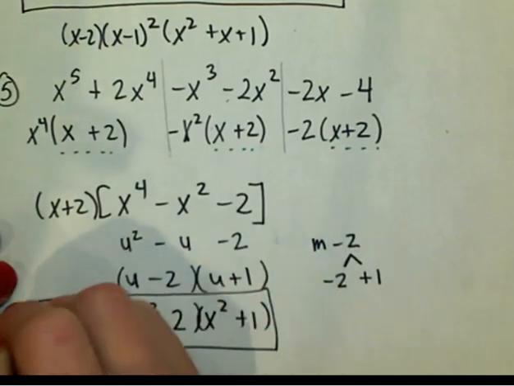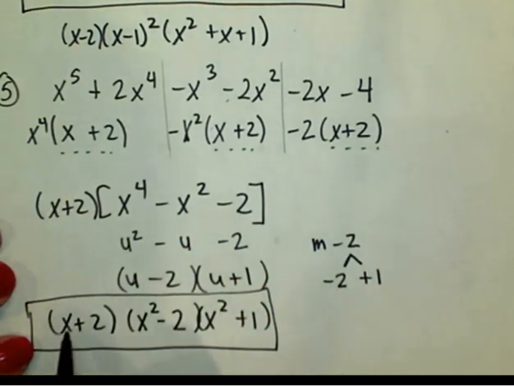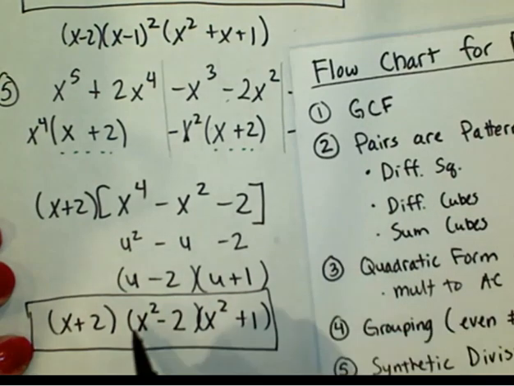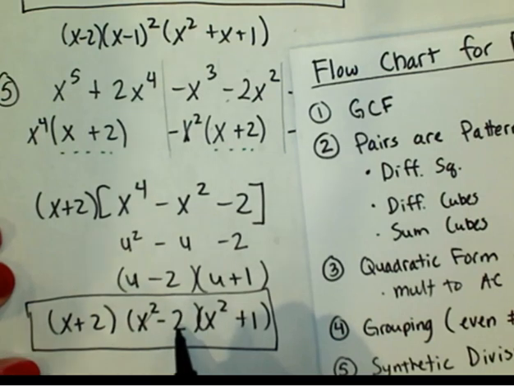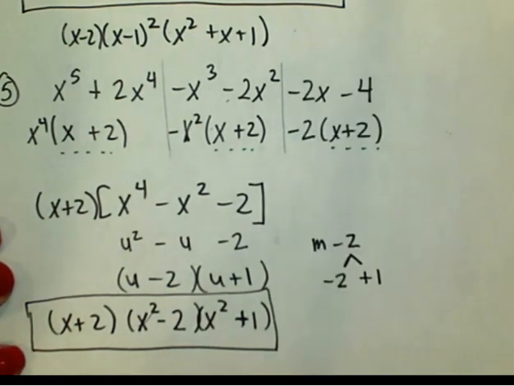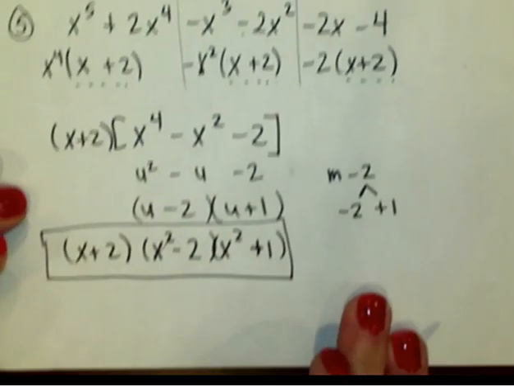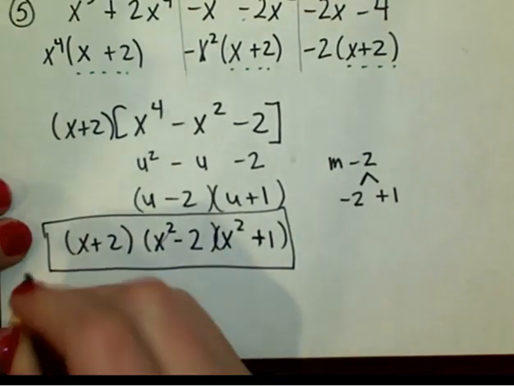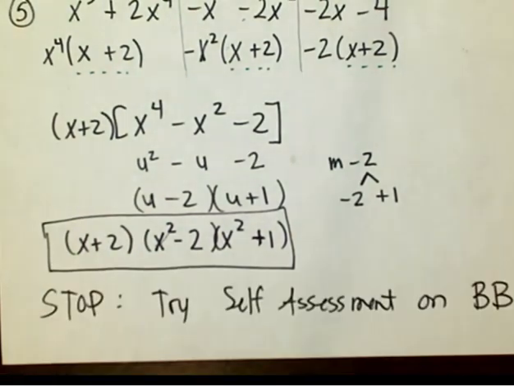I do have to check each factor to make sure it's prime. Linear. Okay, check my patterns. It's a difference of a perfect square, but 2 is not a perfect square, so this one is prime. And this is a sum of perfect squares, which is prime, so this is completely factored. Go ahead and try your self-assessment on Blackboard. I hope you enjoyed this lesson.